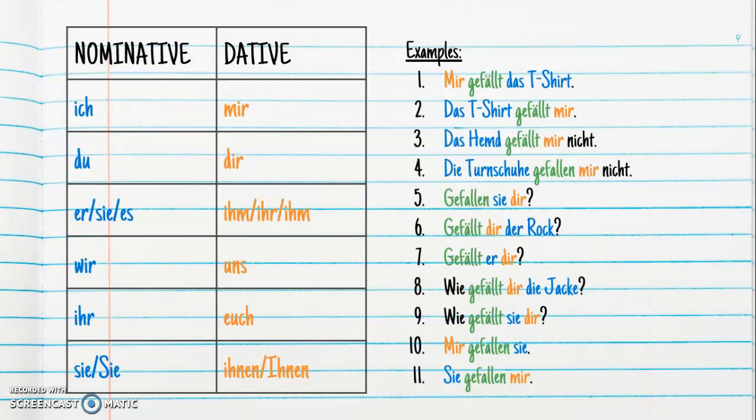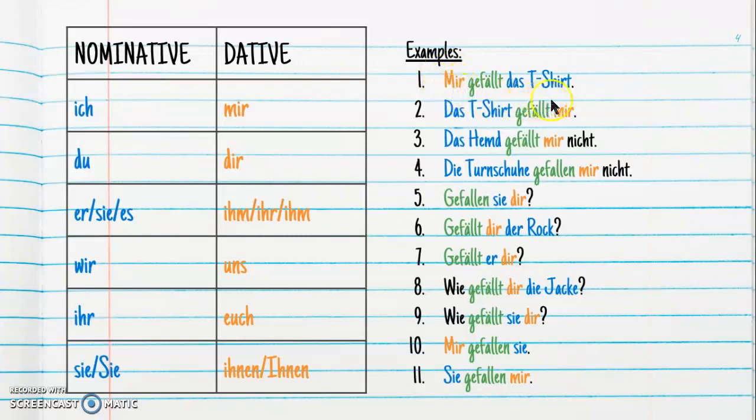So in our examples here on the right, number 1 says, mir gefällt das T-shirt, which means to me appeals the t-shirt. Essentially, I like the t-shirt. Number 2, das T-shirt gefällt mir. Again, it basically means I like the t-shirt, but we use a reverse order. The t-shirt appeals to me. Now you will notice that both of these sentences are correct, but our subject in blue switched positions with the indirect object or dative case pronoun in orange. The verb remains between them in second position. So it's acceptable to do this either way.